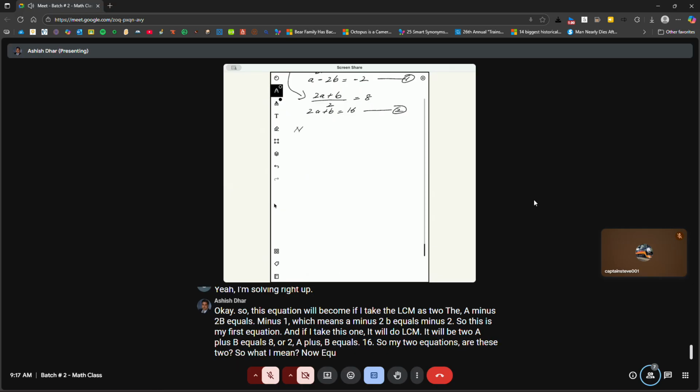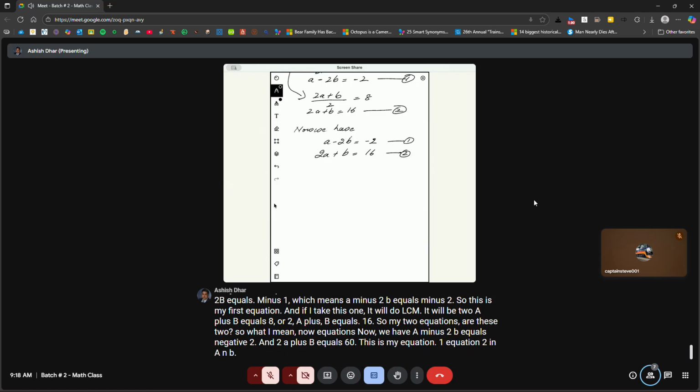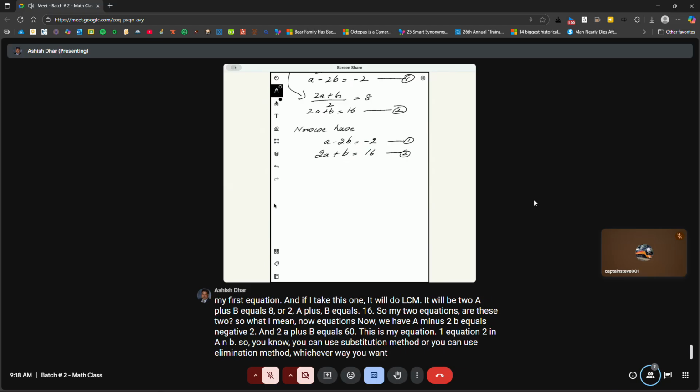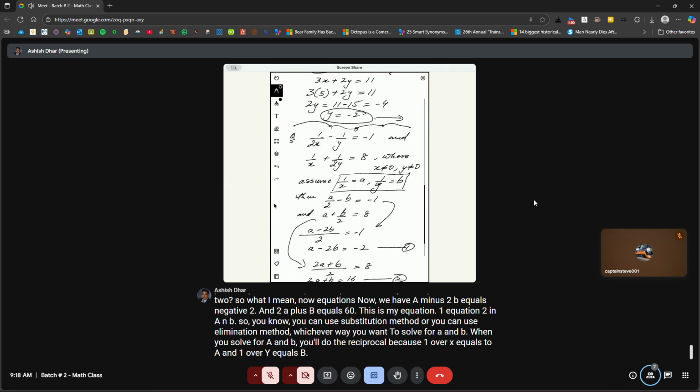So what are my equations now? Now we have a minus 2b equals -2 and 2a plus b equals 16. This is my equation 1 and equation 2 in a and b. So now you can use the substitution method or you can use the elimination method, whichever way you want to do it. So solve for a and b. When you solve for a and b, you'll take the reciprocal because 1 over x equals a and 1 over y equals b.